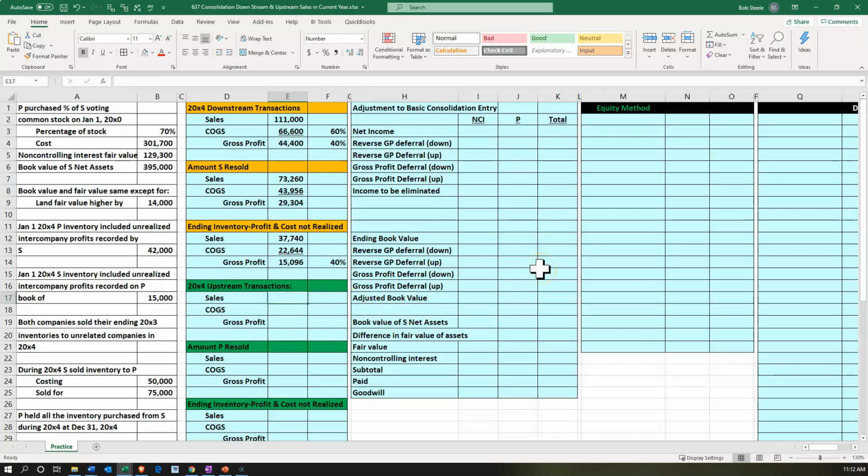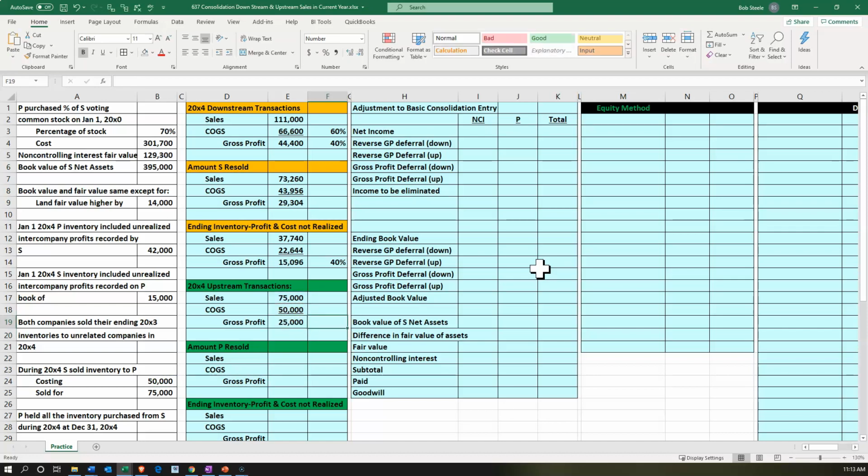Okay, so then now we're going to look at the upstream transactions. That means that we're talking about those transactions where S is selling to P. So it's going from the subsidiary to the parent. And we saw that we had, let's say, 75 during 2000 X4. S sold inventory to P for that 75,000. And the cost was 50,000. So this is S going to P. If I subtract those out, we get the 25.